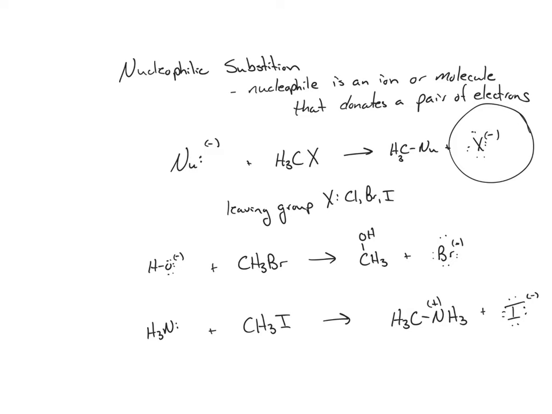So there's two types of nucleophilic substitution, and we're going to go over them in depth. So the first one we're going to talk about is an SN1 reaction. So the S in this case stands for substitution. The N stands for nucleophilic. And then 1 means this is a unimolecular reaction.